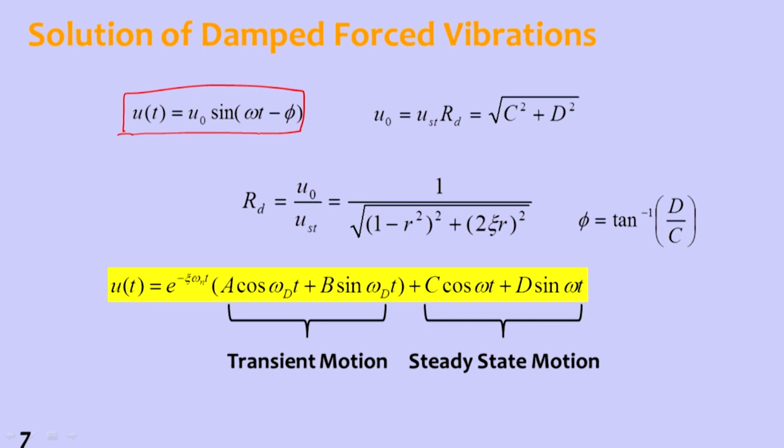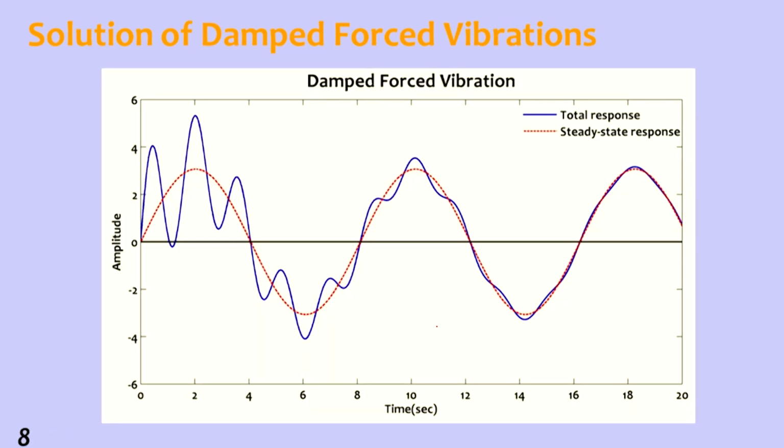So the complete solution looks like this. It has two components, one is transient motion and the second one is steady state motion. So the total response, if we plot, this red dotted line is the steady state response, and the transient motion along with steady state motion is given in the form of the blue line. As you can see in this one, the blue line is slowly merging into the steady state. Because this transient motion, which is coming from the initial conditions, will remain only till some point. So when damping is present, it will die out soon.